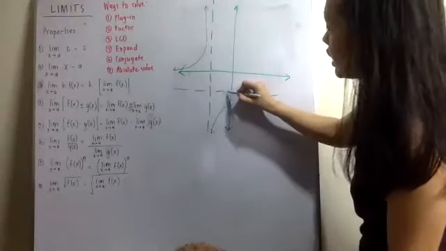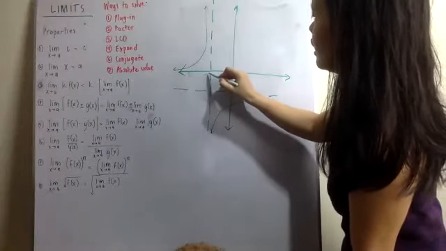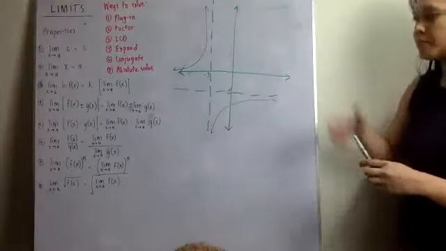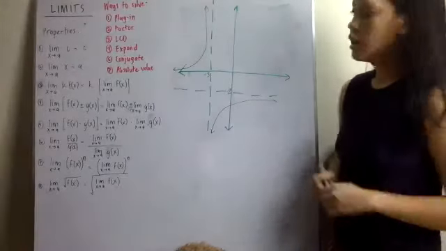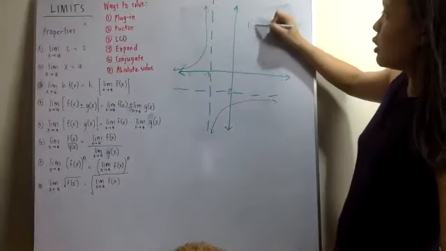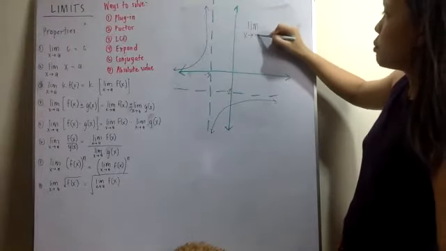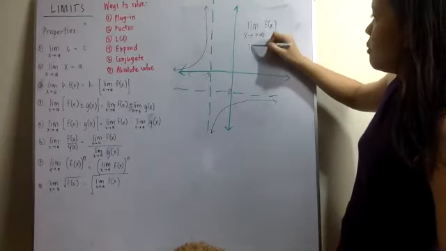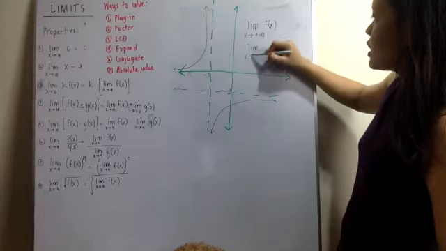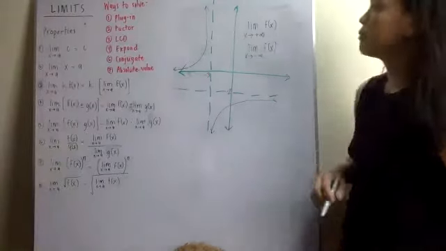Let's say this is negative 2, and this one is negative 3. Okay? So, for example, here, when we are asked about the limit as x approaches positive infinity of f of x and the limit as x approaches negative infinity of f of x, okay?